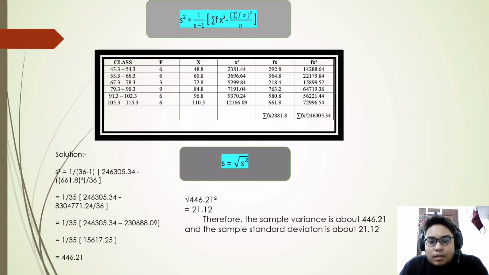After the sample variance, we have to find the standard deviation. The standard deviation formula is S equals square root of S squared. So we take the sample variance answer, 446.21, and take the square root, and the answer is 21.12. Therefore, the sample variance is about 446.21 and the sample standard deviation is about 21.12. That's all from me. Thank you.